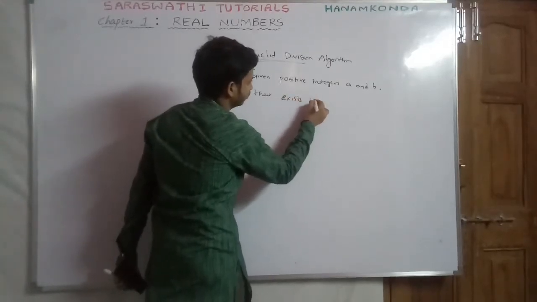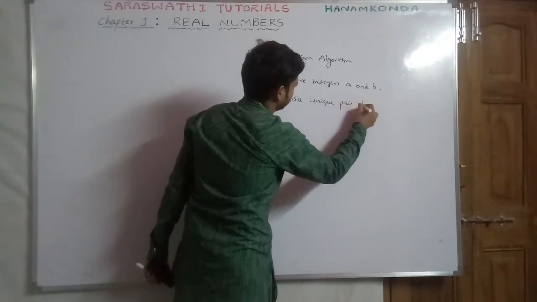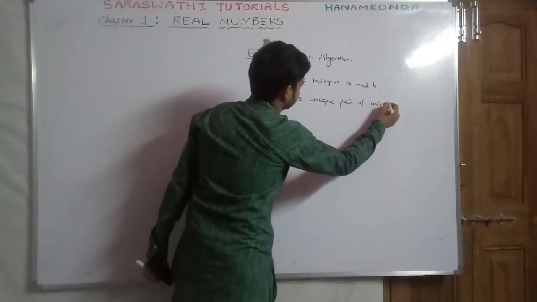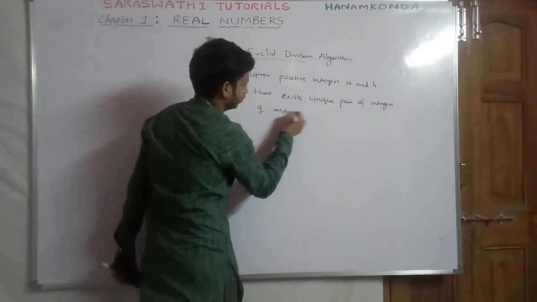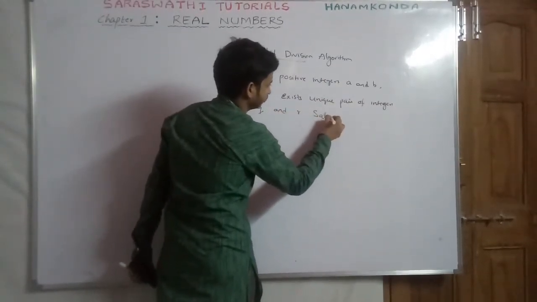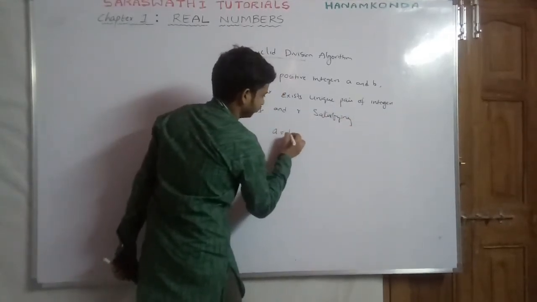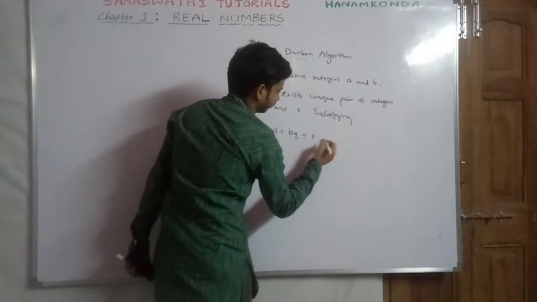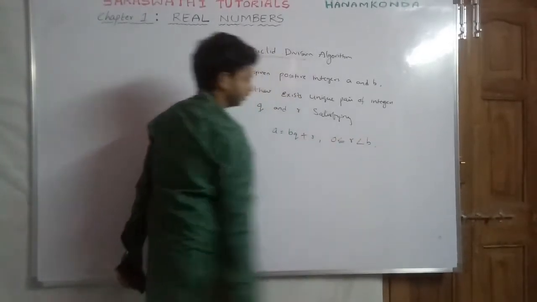There exists a unique pair of integers q and r satisfying the condition a equal to bq plus r, where 0 less than or equal to r less than b. Okay, so this is the theorem statement.